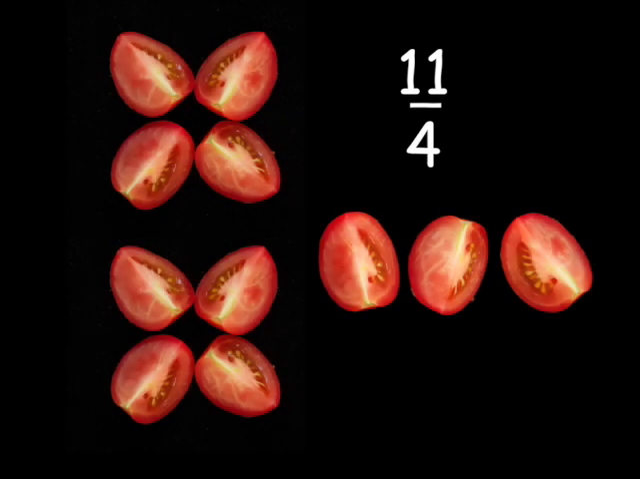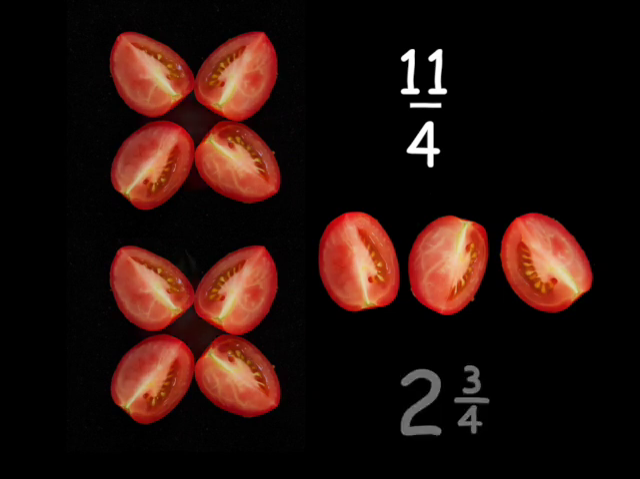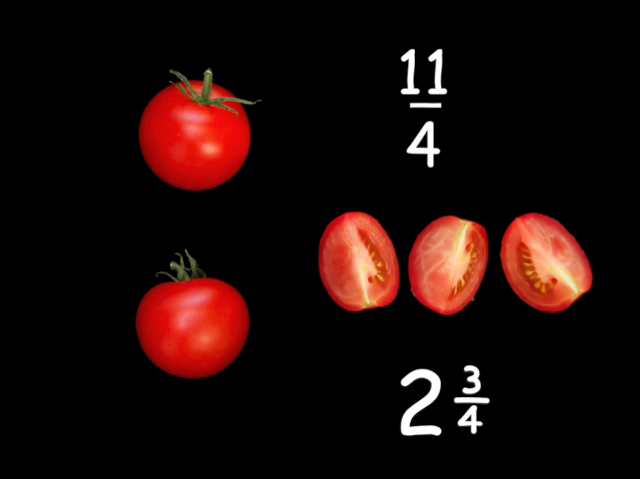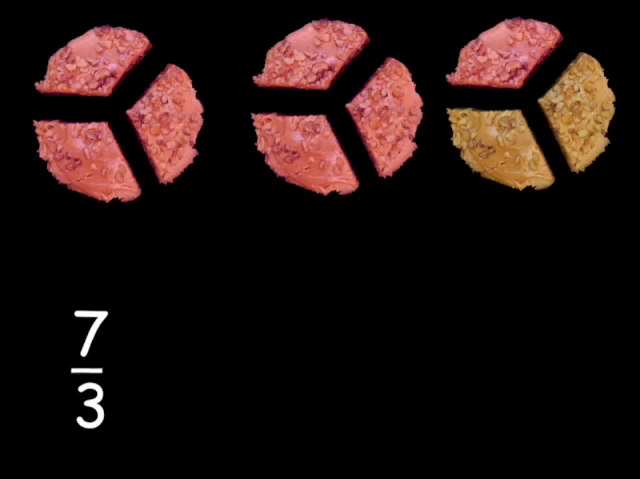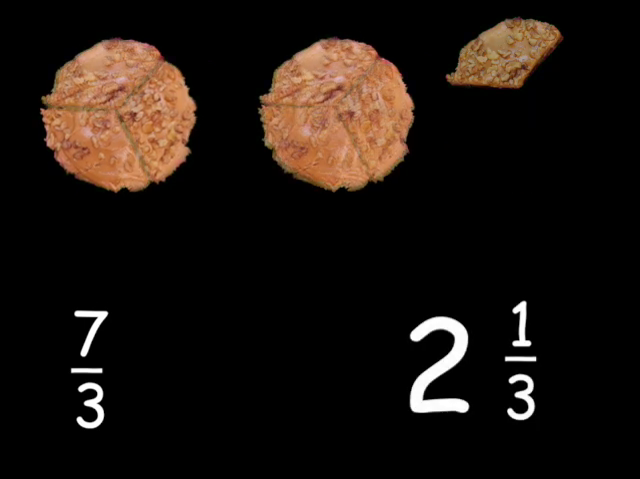Another example of a top-heavy fraction is 11/4. As you can see, 11/4 of tomato is the same as 2¾ whole tomatoes. As another example, take 7/3. Think of slices of cake. In this diagram, 7 of the slices are shaded. You can see that is 2⅓ circles, or whole cakes.